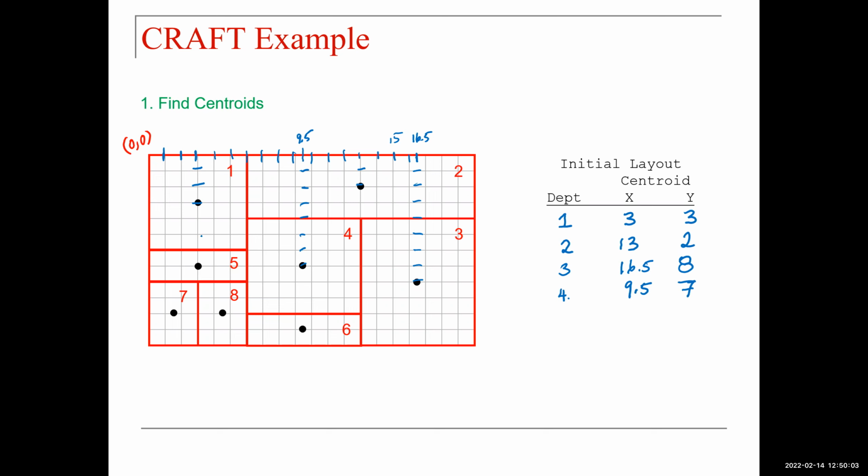Five, we have 3. 1, 2, 3, 4, 5, 6, 7. For 6, we had 9.5. 7, 8, 9, 10, 11. Seven, we have 1.5. 1, 2, 3, 4, 5, 6, 7, 8, 9, 10.